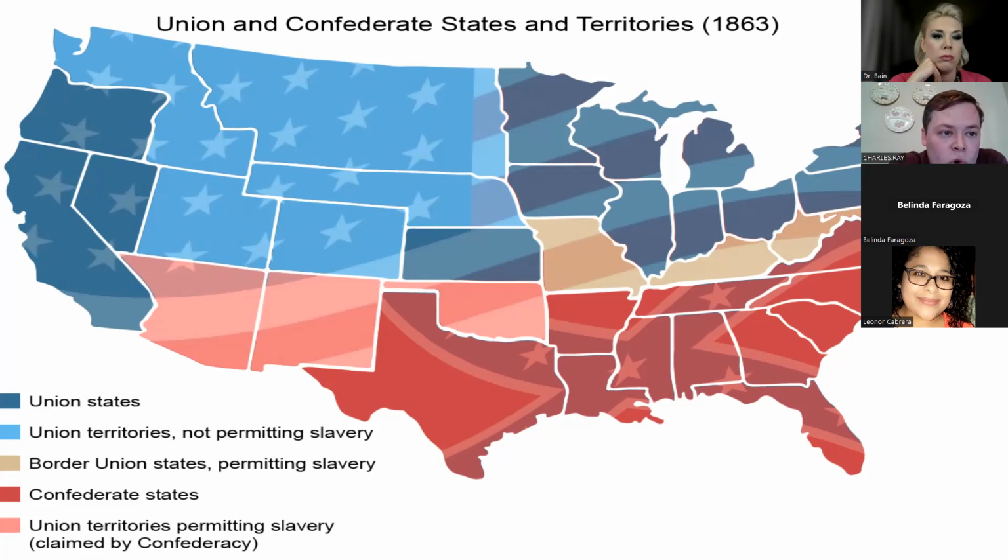Then you, of course, have California, Oregon, and Nevada over on the West Coast. They're going to be free states. Down south, we have Texas through Virginia that is going to be the Confederacy. And they're laying some claims to some territory, but that's neither here nor there.